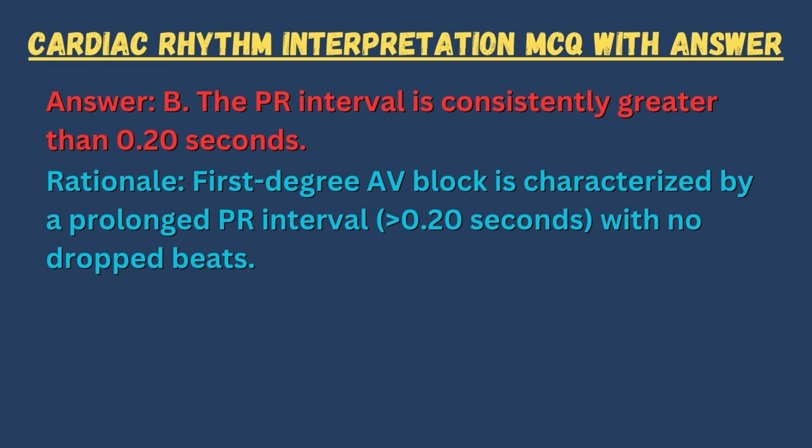Answer: B. The PR interval is consistently greater than 0.20 seconds. Rationale: first-degree AV block is characterized by a prolonged PR interval, greater than 0.20 seconds, with no drop beats.